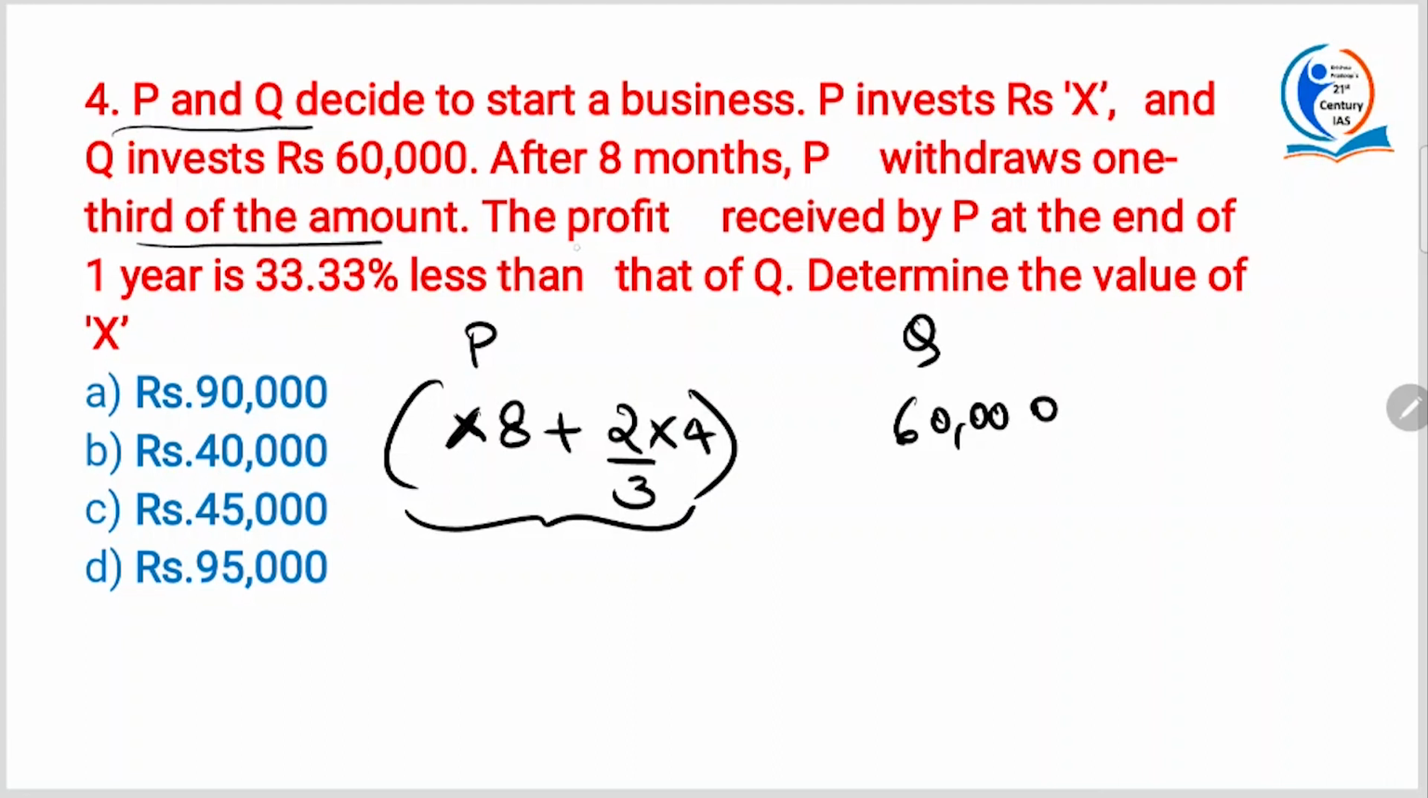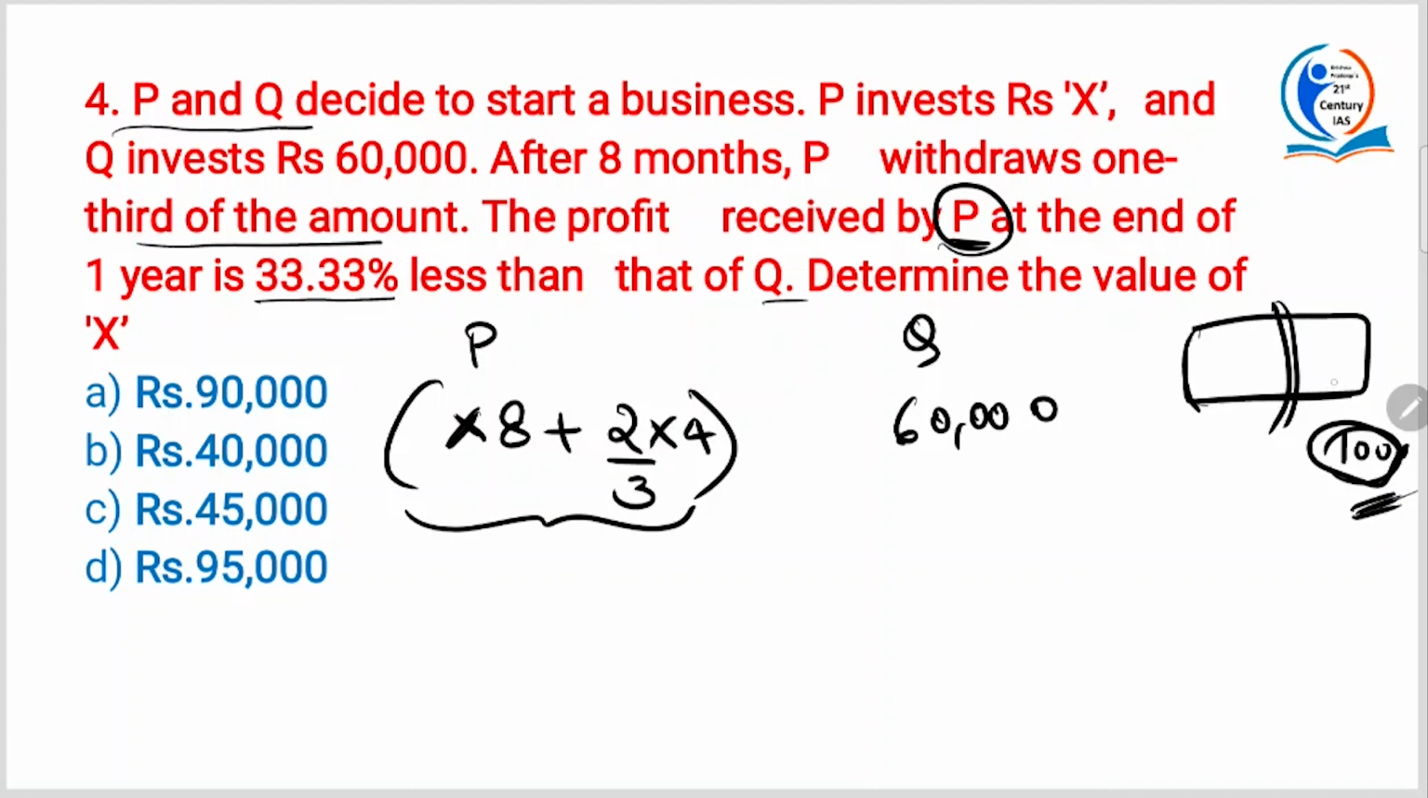Now, the profit received by P at the end of 1 year is 33.33% less than that of Q. Determine the value of X. Now you should understand one thing, that when it comes to percentages, the reference should always be 100. Now, if profit of P at the end of 1 year is 33.33% less than that of Q, means Q's profit should be 100%. The reference should be taken as 100%. And now P's profit would become how much? It will become 66.66%. You getting my point?